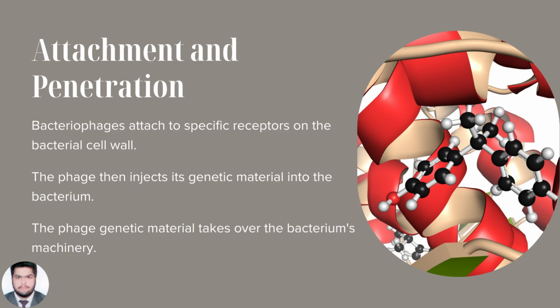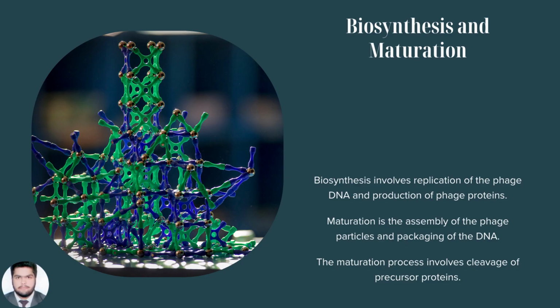Attachment and penetration. Bacteriophages attach to specific receptors on the bacterial cell wall. The phage then injects its genetic material into the bacterium. The phage genetic material takes over the bacterium's machinery.